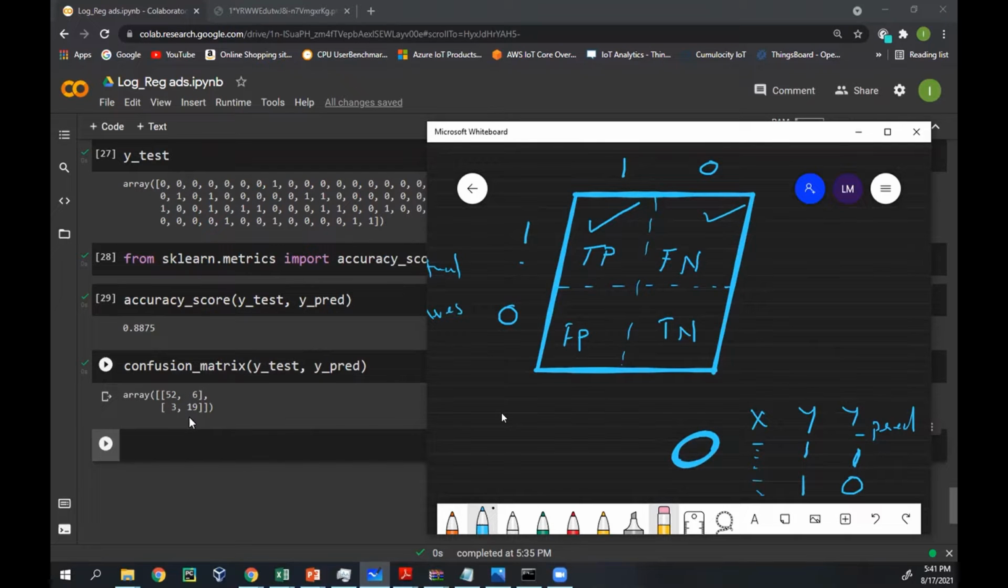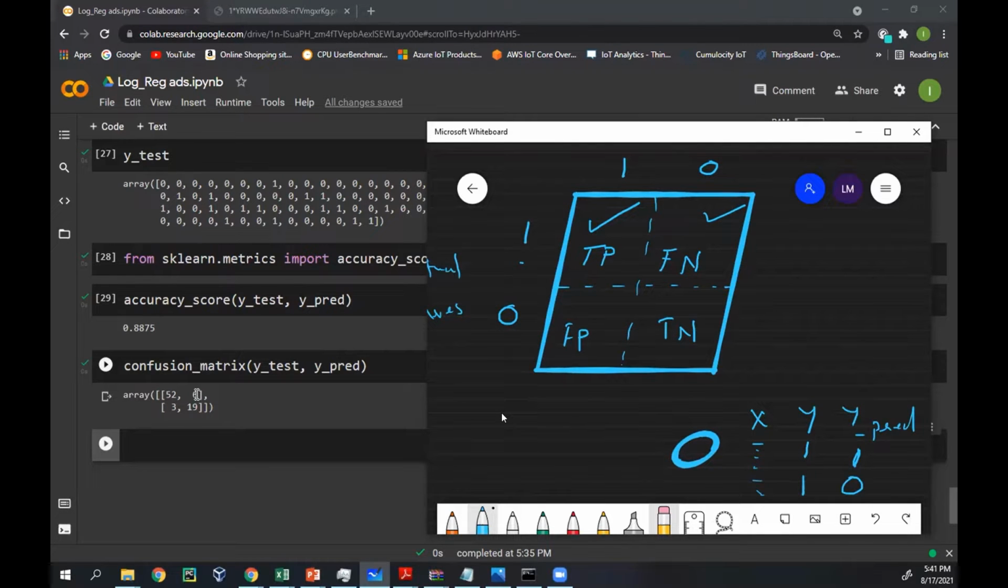And then 19 cars which were actually not purchased, and our model also supported us and said, yeah, we didn't purchase it. Okay? So that is true negative. Then what is the 6 and 3, guys? I told you, right? 6 are the cases where in reality the people have purchased the car, but our model says they didn't purchase. Okay, that is false negative.